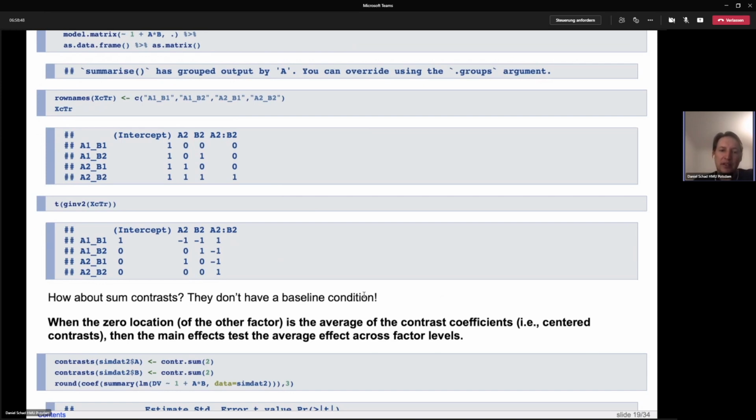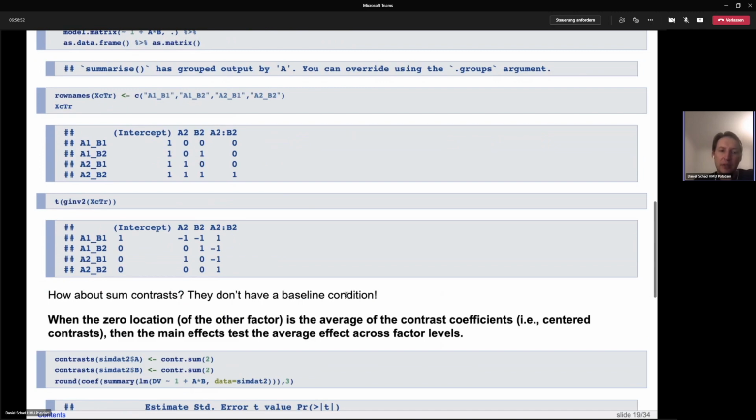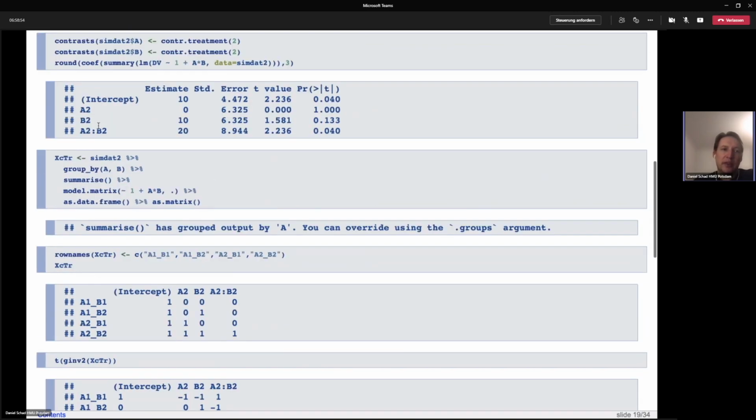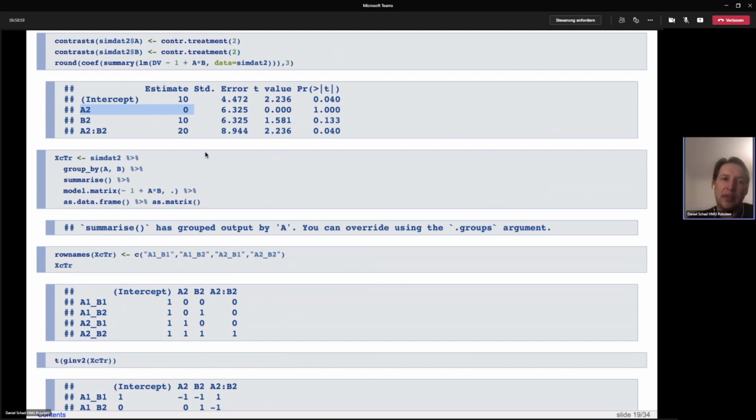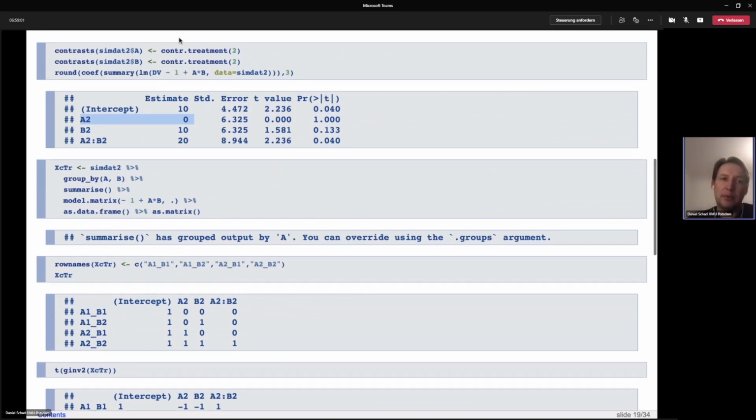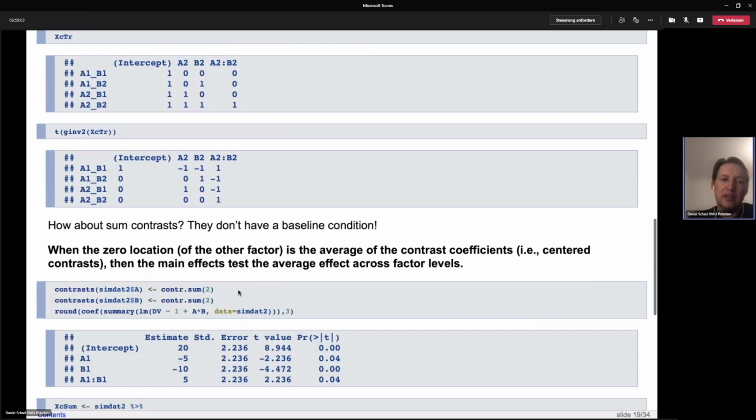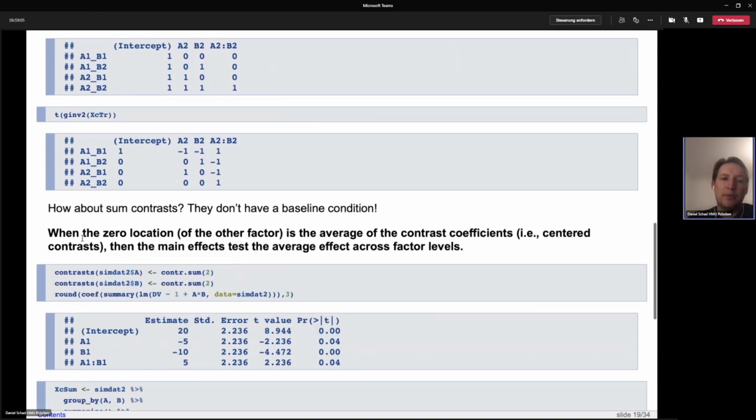They don't have a baseline condition, right? So we said if there's a baseline condition, this is coded as 0. So the effects of a factor are tested nested within the baseline condition. That was the case when we have treatment contrasts. So how about if there's no baseline condition?